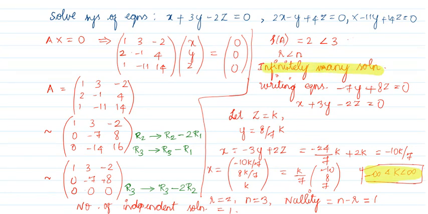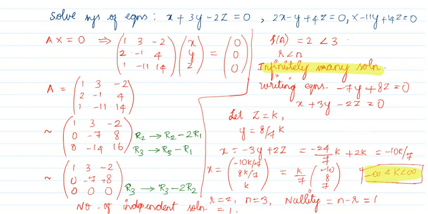Clear? So now in this problem we will assume z equal to k. Then on solving these equations, y will be 8 by 7 k, and if you put y and z in terms of k, we will get x as minus 10k by 7. So the solution here is minus 10k by 7, 8k by 7, k. Taking k by 7 outside, you can write minus 10, 8, 7. So as k varies, the solution also varies. That's why we say it has infinitely many solutions.